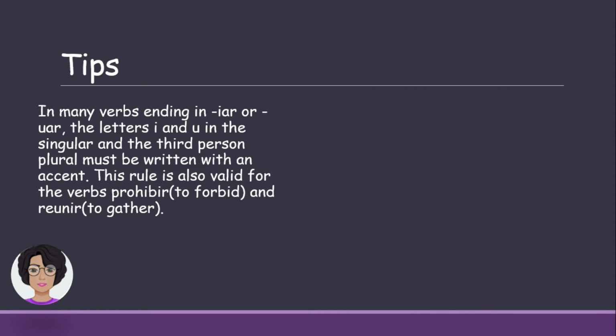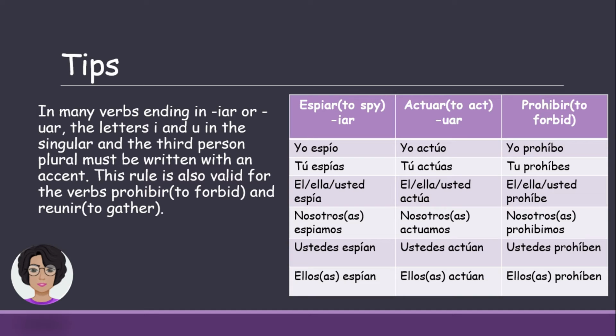In many verbs ending in -iar or -uar, the letters i and u in the singular and the third person plural must be written with an accent mark. This rule is also valid for the verbs prohibir and reunir. So here we have the examples.